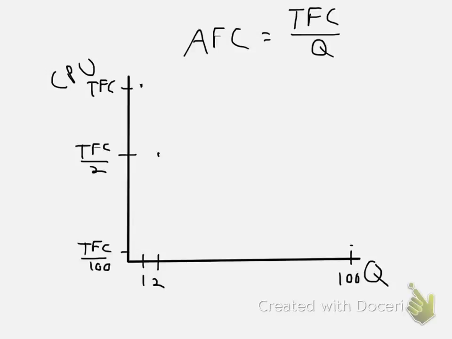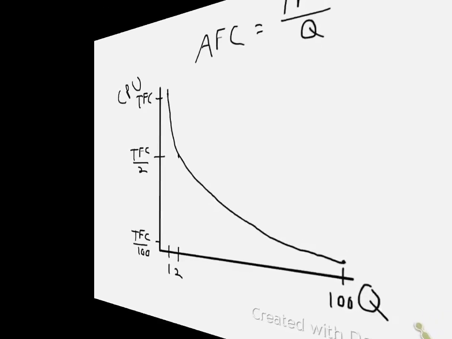Now you see, as output keeps expanding, total fixed cost is going to remain the same. Quantity gets bigger and bigger. Average fixed cost will eventually get close to 0, but it won't be 0. And the curve is going to look something like this, and that is average fixed cost. It is always downward sloping when quantity increases.